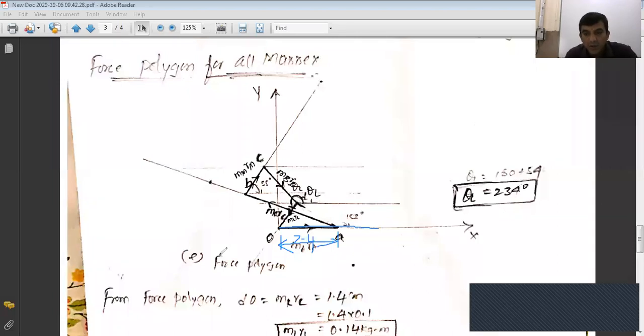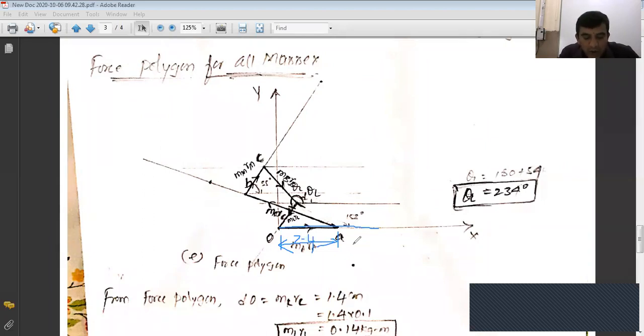Any doubt? Once more, sir, O to A. O to A is the centrifugal force for plane A, MARA, along the 0 degree line. Next, plane L is there, MLRL, with theta L, but those are unknown.